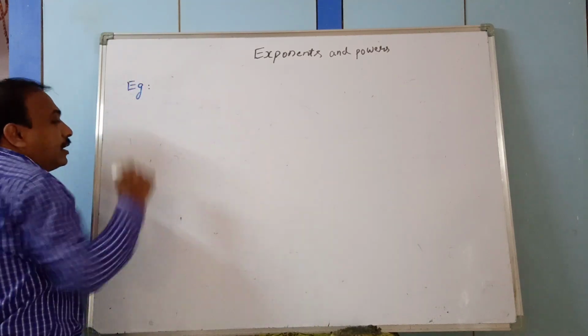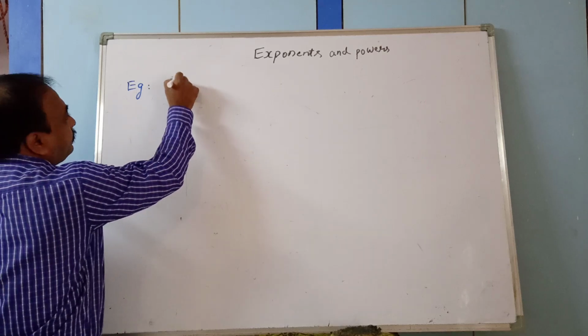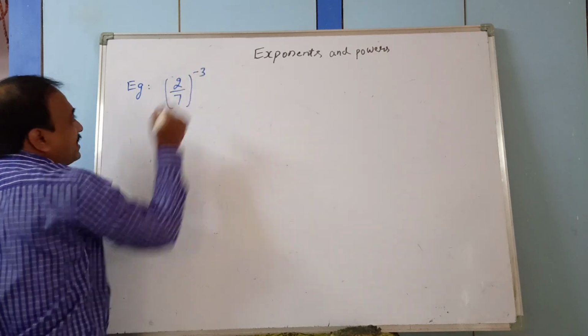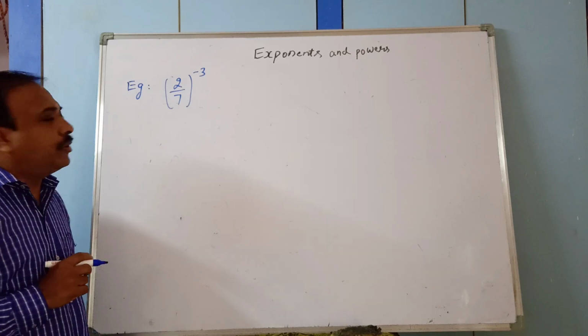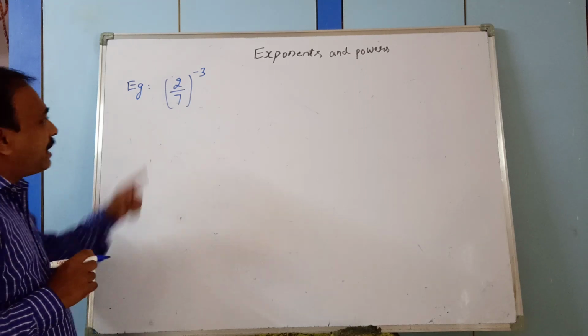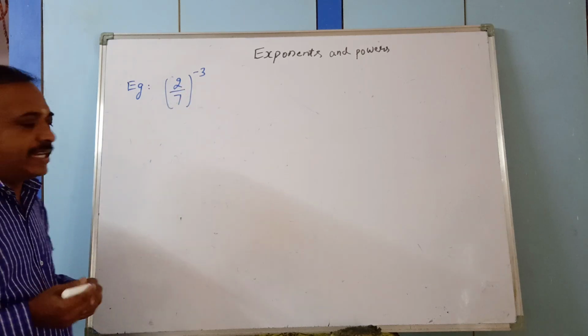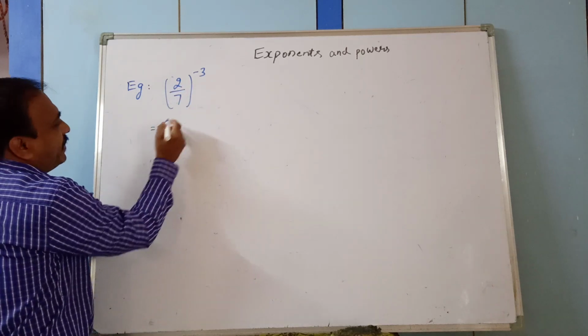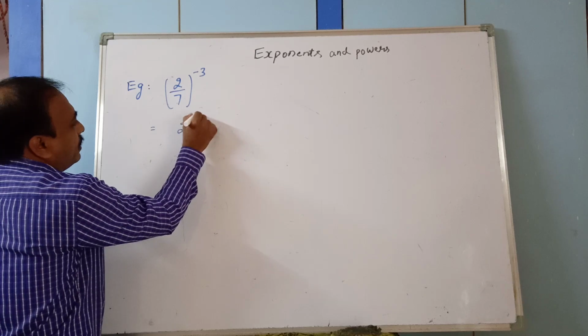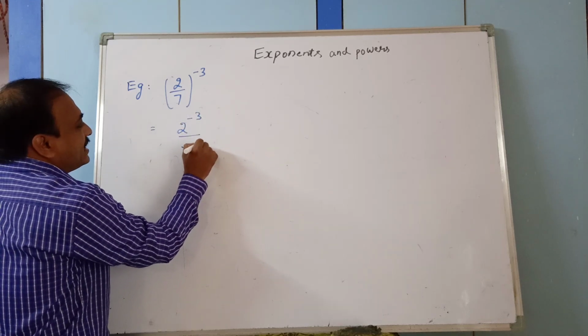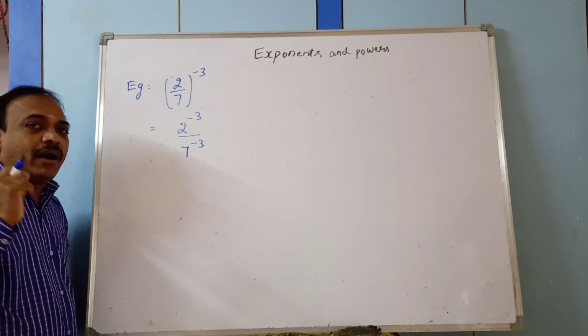2 by 7 whole to the power minus 3. The power is there for both the numerator and the denominator. So when you simplify this, you will write it as 2 to the power minus 3 by 7 to the power minus 3. What is the law we are using?